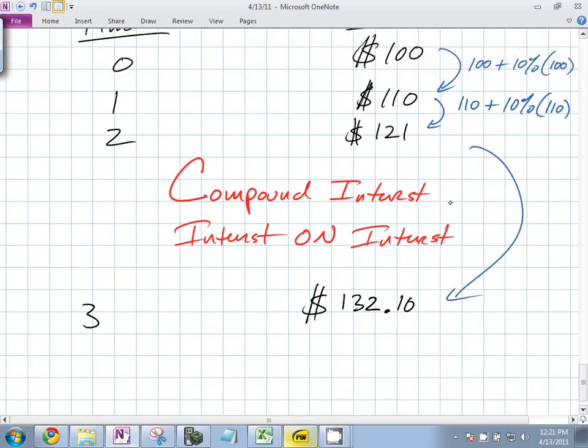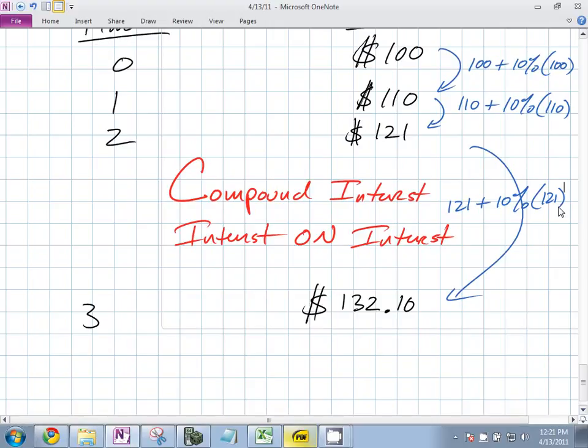How did we get from there to there? We did 121 plus 10% of 121. So every year we're earning 10% more based on what's in the account, and we're putting our interest straight into the account. If we took the interest and put it into another account, that would be simple interest. That's boring. We're going to be doing compound interest. For simple interest, you would just gain $10 every year. Your interest would be calculated as 10% of your initial amount every time.